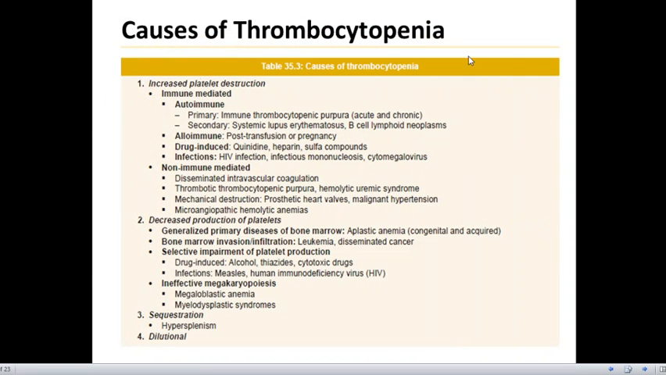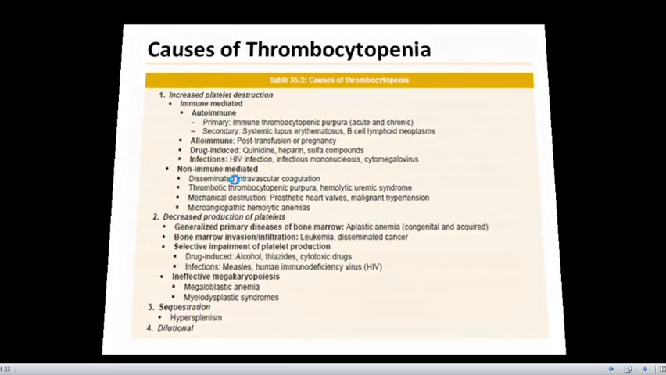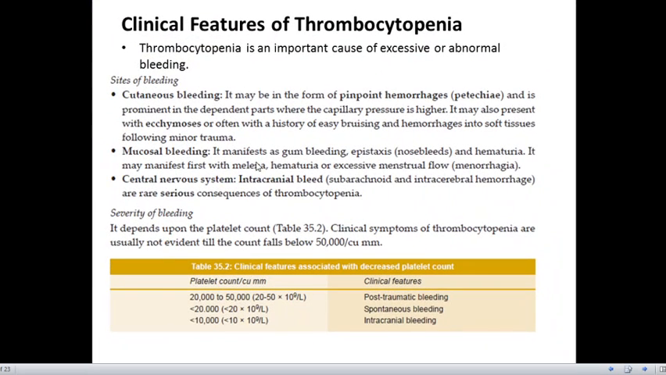And then causes of thrombocytopenia could be because of increased platelet destruction or decreased platelet production or sequestration or dilution. So these are the causes of thrombocytopenia. Now, clinical features of thrombocytopenia include excessive or abnormal bleeding. The site of bleeding could be cutaneous bleeding, mucosal bleeding, and then central nervous system intravenous bleeding.